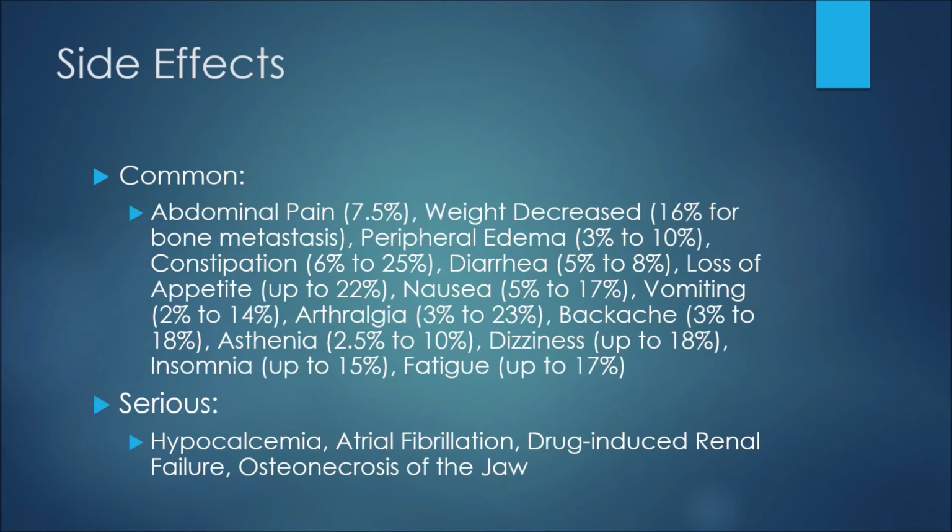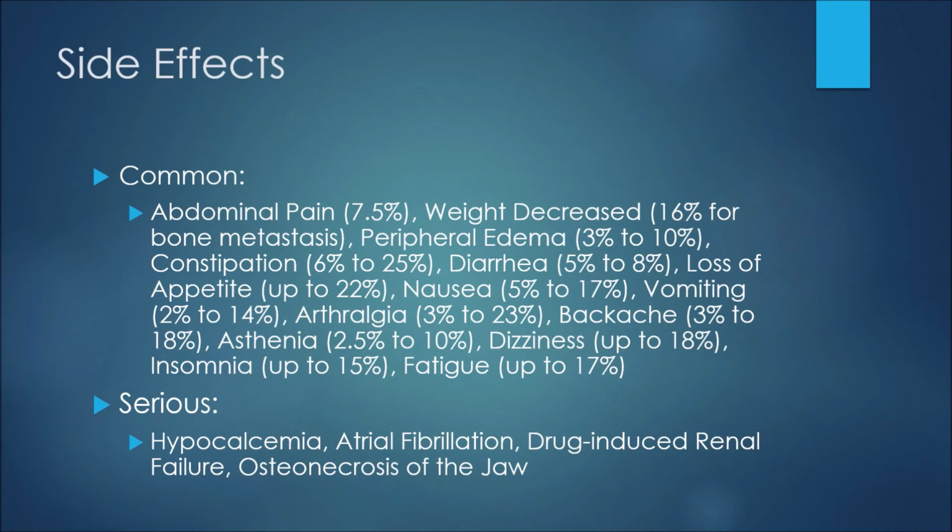As with all medications, there are some side effects or adverse reactions that patients may experience while using zoledronic acid, so we'll go over some of those here now. 7.5% of patients may experience abdominal pain, while a weight decrease may happen in 16% when using the dosing for bone metastasis. Peripheral edema may happen 3 to 10% of the time, and 6 to 25% of patients may experience constipation. 5 to 8% may experience diarrhea, and up to 22% may experience a loss of appetite. 5 to 17% of patients may experience nausea, and vomiting comes in between 2 and 14%.